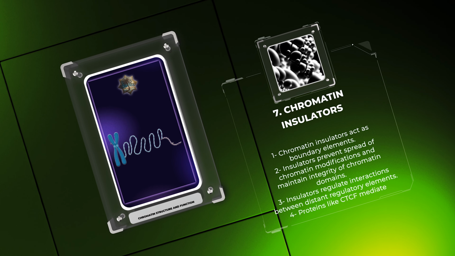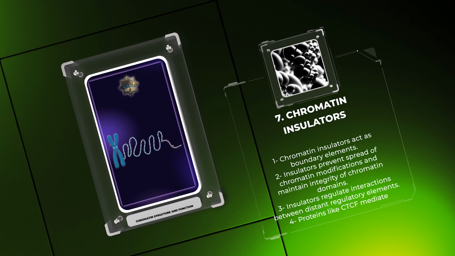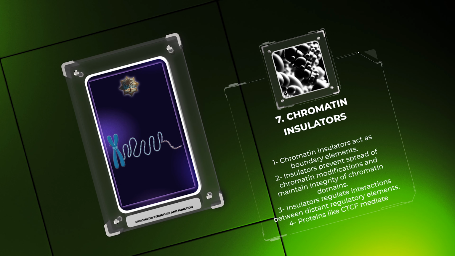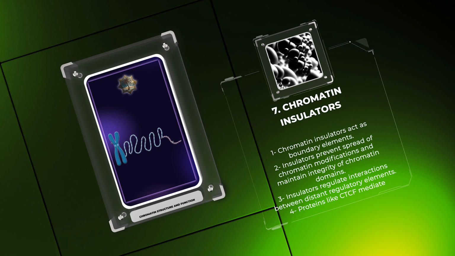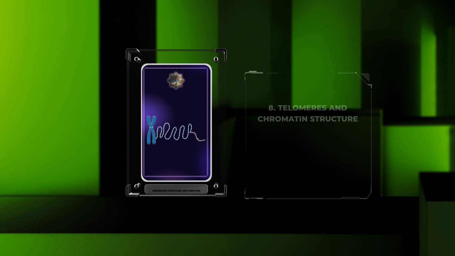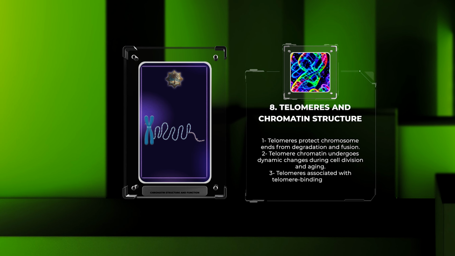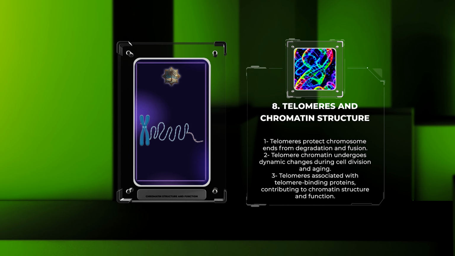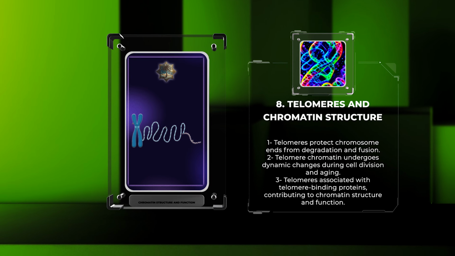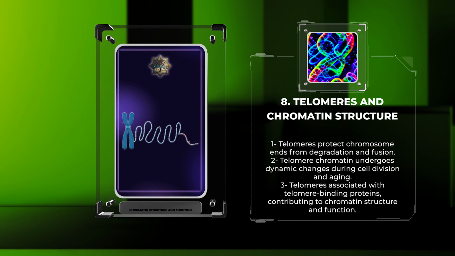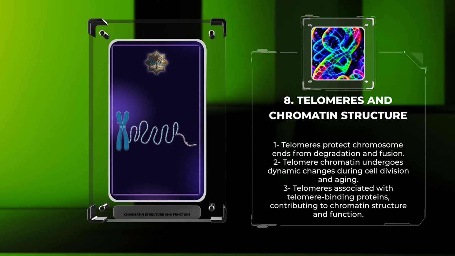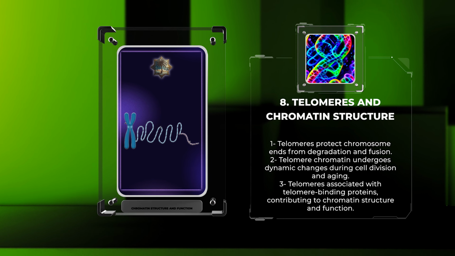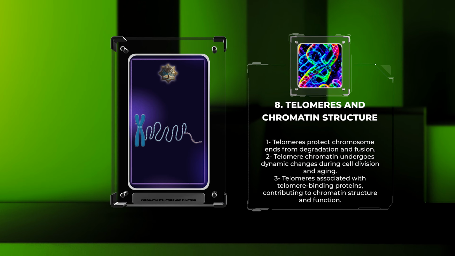Insulators regulate the interactions between distant regulatory elements, ensuring proper gene regulation. Proteins like CTCF are key players in mediating insulator function and chromatin compartmentalization. Telomeres are specialized regions at the ends of chromosomes that protect them from degradation and fusion. These repetitive DNA sequences are associated with specific telomere binding proteins that contribute to chromatin structure and function. Telomere chromatin undergoes dynamic changes during cell division and aging, impacting cellular lifespan and genome stability.